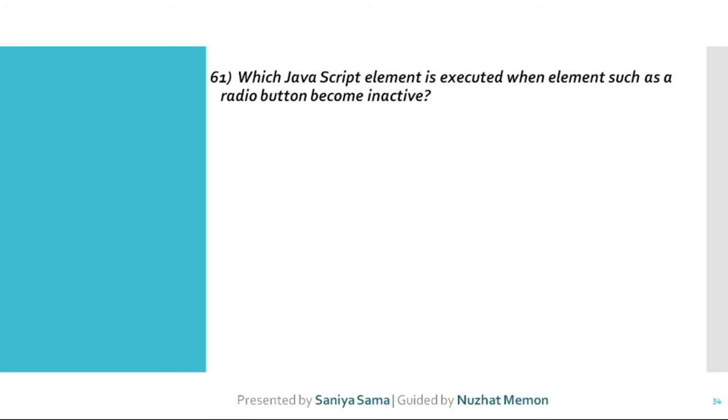61. Which JavaScript element is executed when elements such as radio button become inactive? Option A blur, option B abort, option C unload, option D load. The answer is blur.